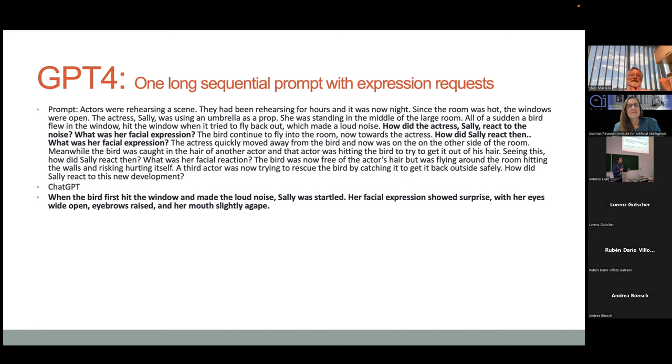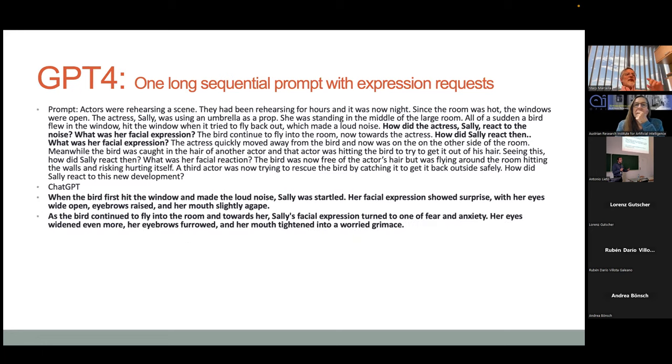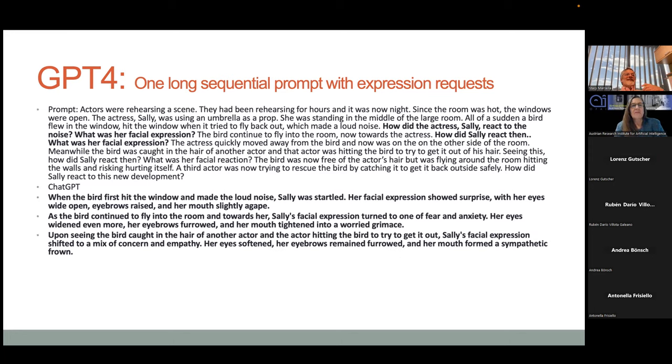So it says it showed surprise, eyes wide open, eyebrows raised, which is true. You guys couldn't see it. The mouth slightly agape also happens, though slightly later, I think, actually. As the bird continued flying through the window and towards her, Sally's facial expression turned to one of fear and anxiety. Her eyes widened even more, eyebrows furrowed, and mouth tightened in a worried grimace.